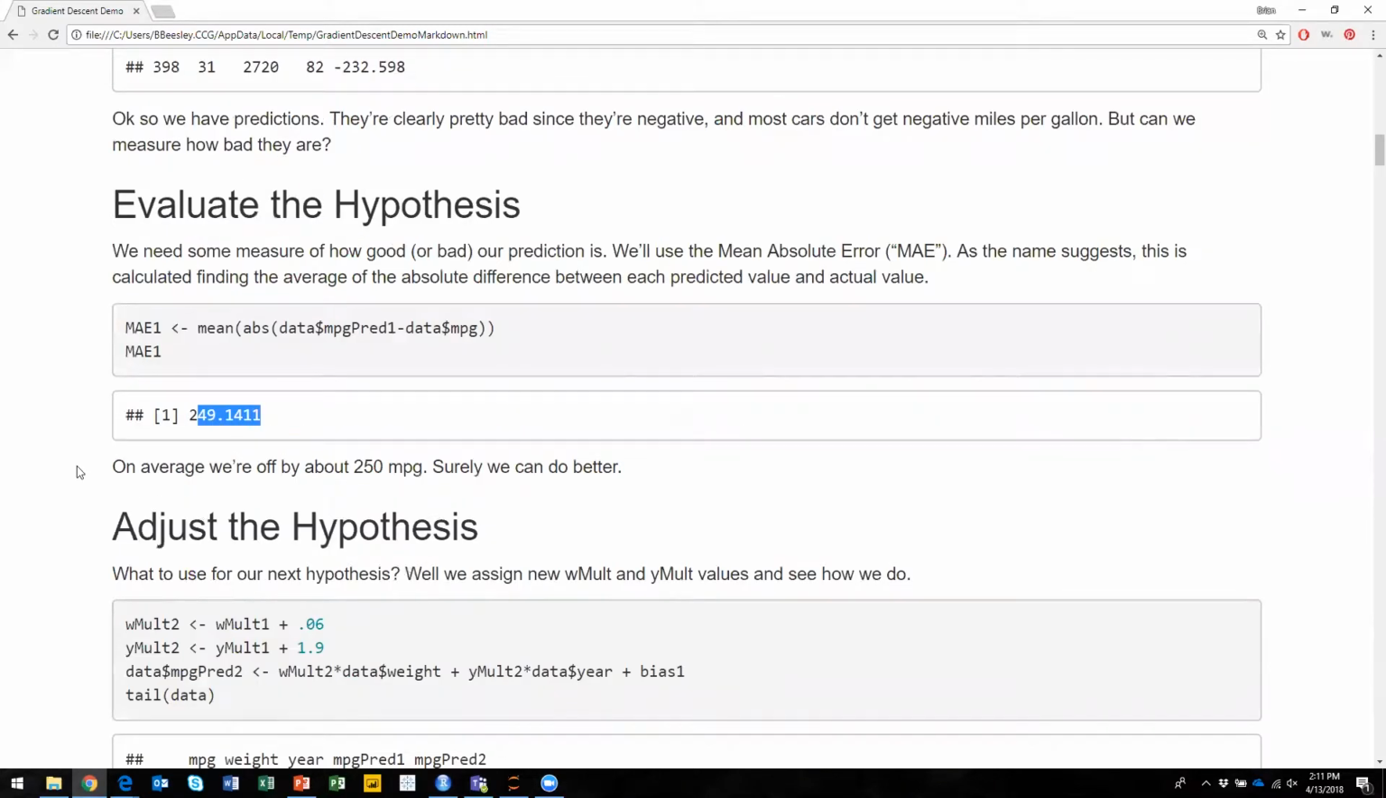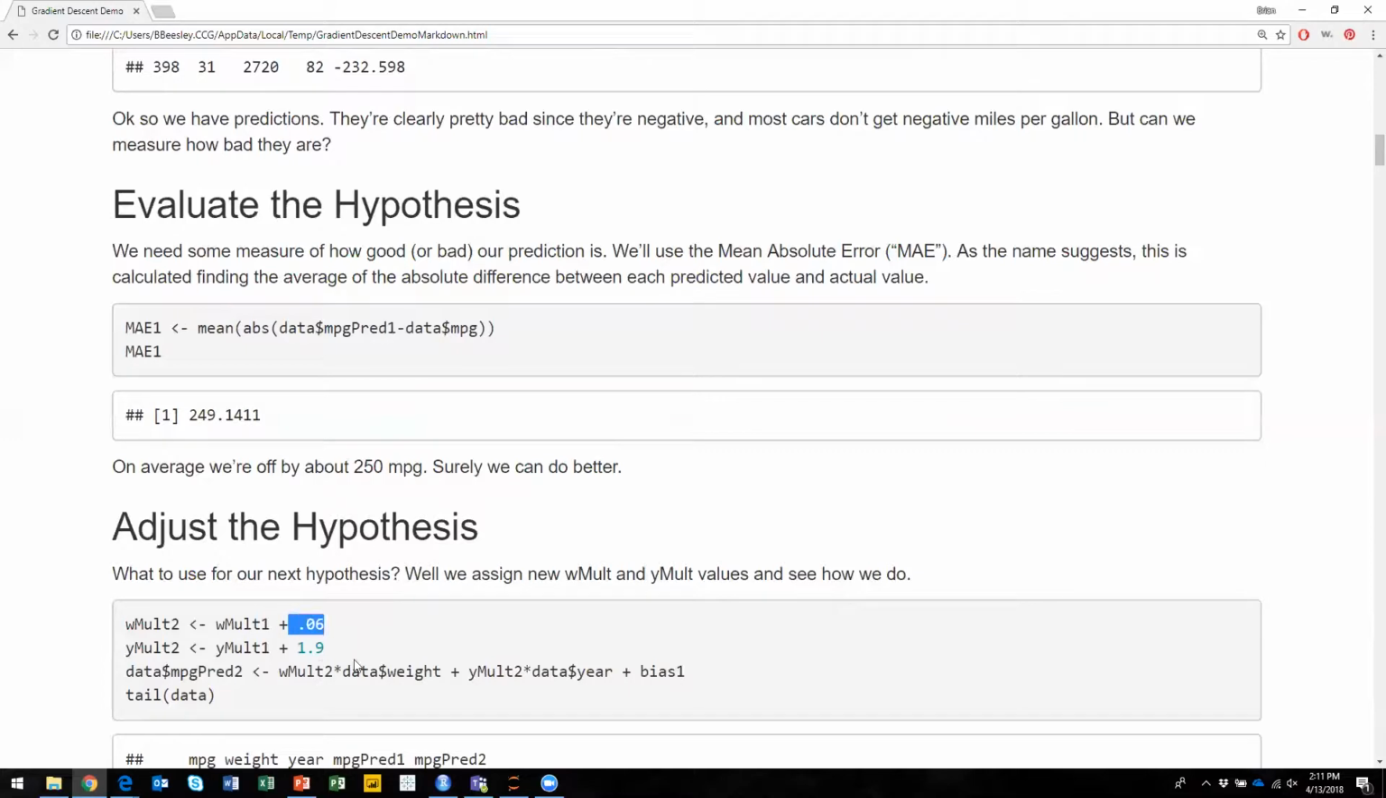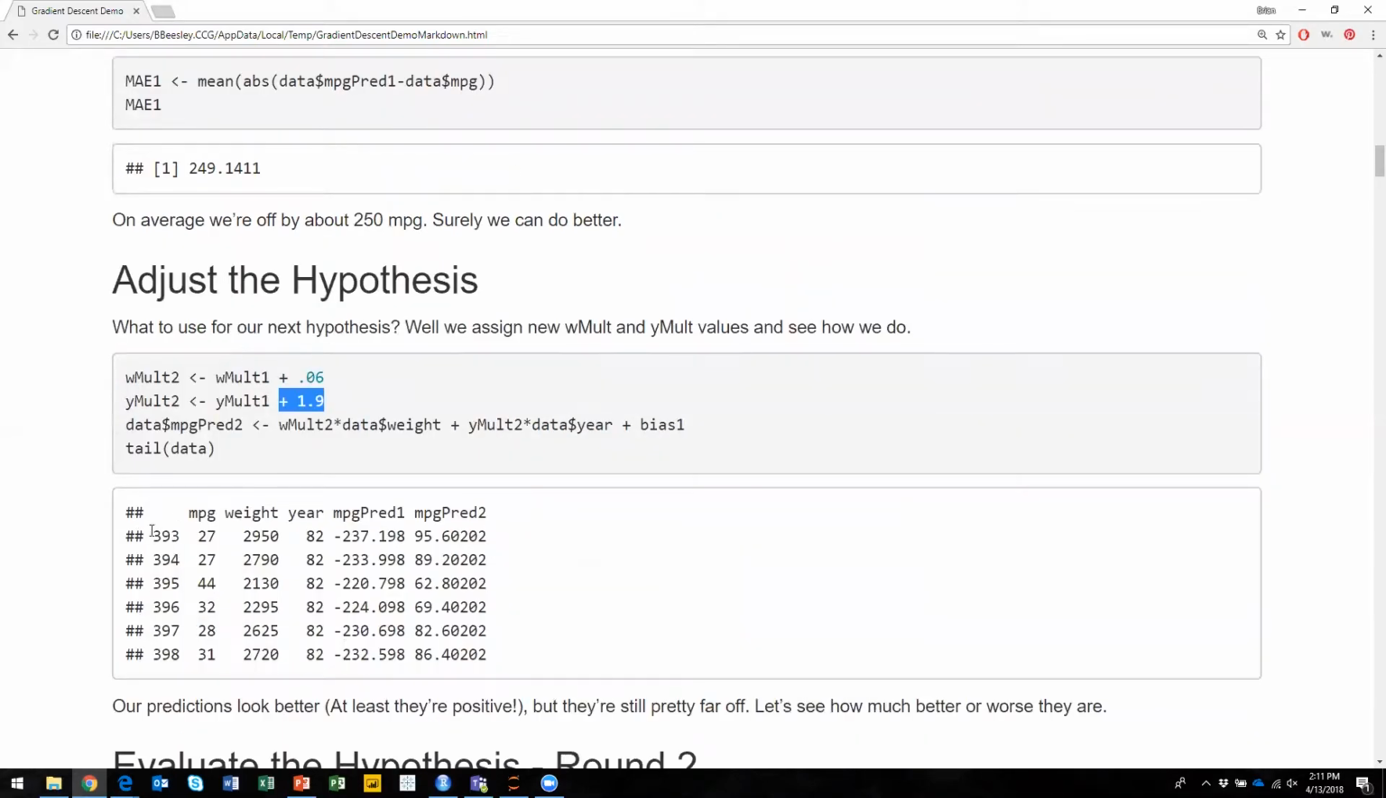That's our starting point. Now we're going to adjust the hypothesis. And for this adjustment, we're just going to take a random guess. Let's add 0.06 to our old multiplier for weight and add 1.9 to our old multiplier for the year. And update our predictions. And now we've got this set of predictions here in the far right column. So we're doing better. We're positive at least. Still pretty far off. 95 isn't very close to 27 and so on.